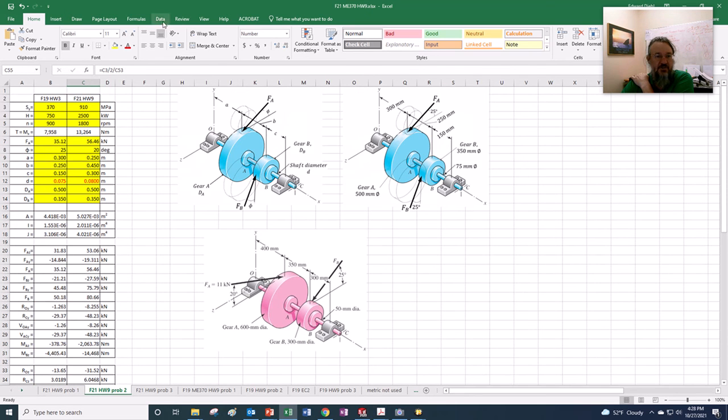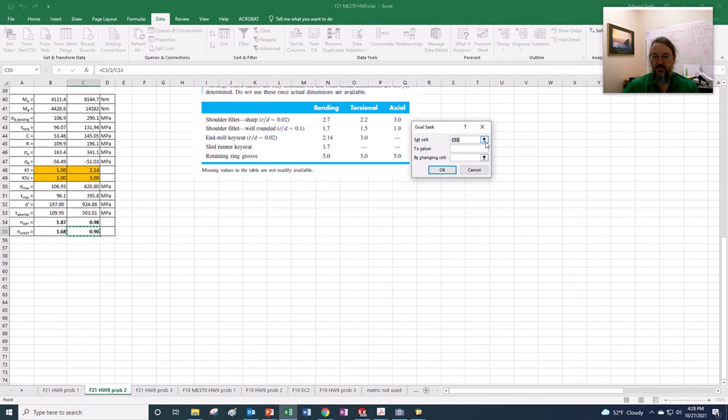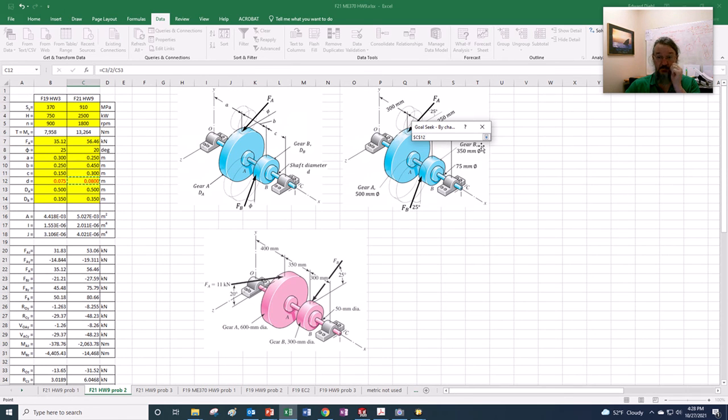What I can use is the what-if analysis and goal seek. I set this cell to 1.5 by changing this cell up here, and I just hit go. And there you see it: 94.69. That's the right number. You get the exact same thing.